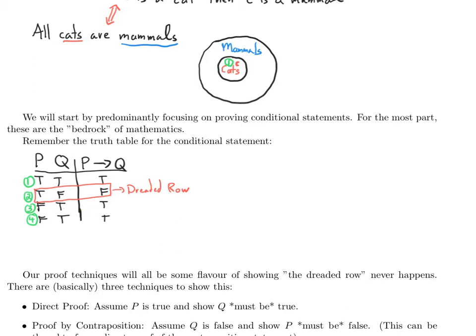Row 3 is P is false and Q is true. So that's saying it's not a cat, but it is a mammal. So where in the diagram do we have things that aren't cats but are mammals? In fact, it's here. So things like dogs or raccoons or whatever live in this area. That's when the if part is false, or the all is false, but the next part is true. The then part is true.